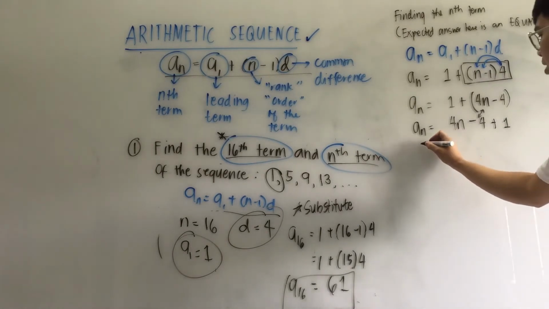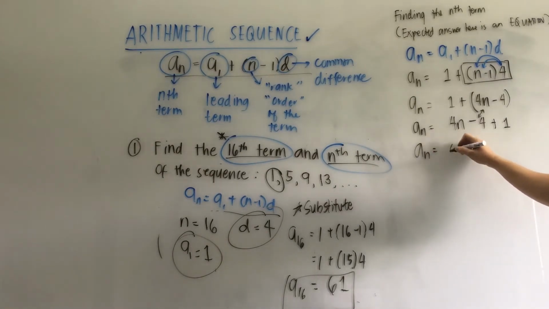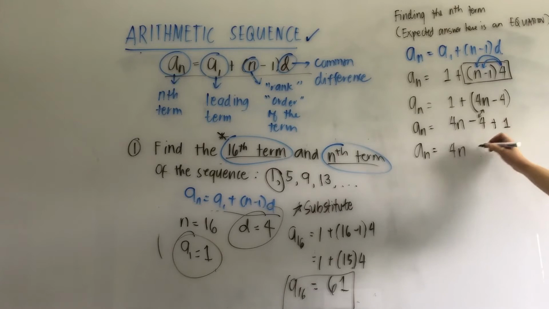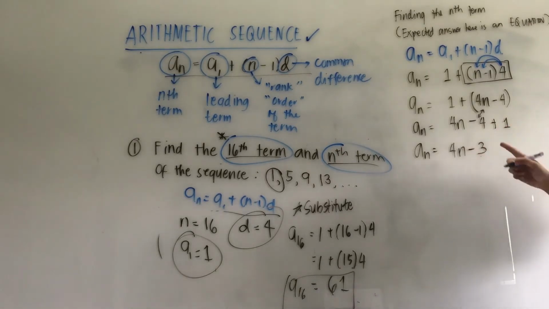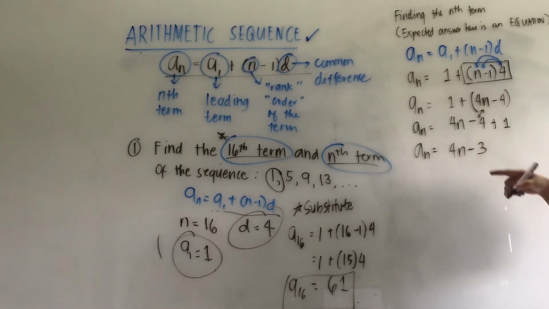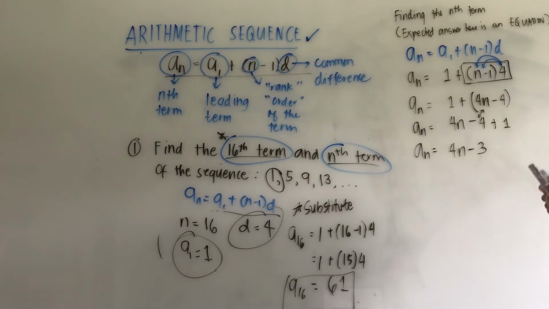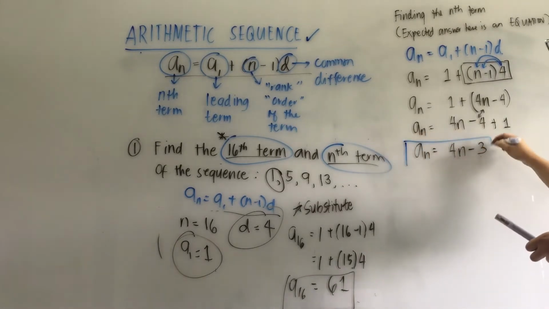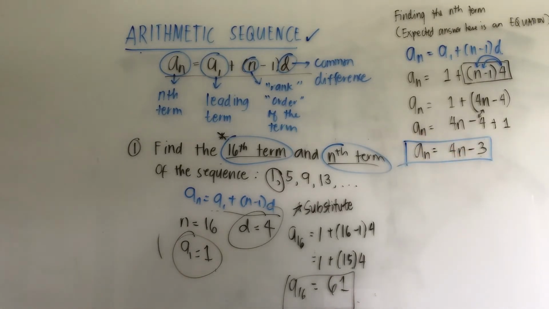Now, this becomes a sub n equals 4n minus 3. Negative 4 plus 1. You cannot, of course, subtract this anymore. So therefore, this is fine now. So it's like just simplifying algebraic equations. So you just have to simplify.